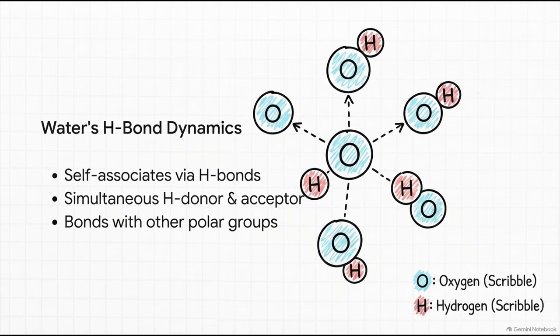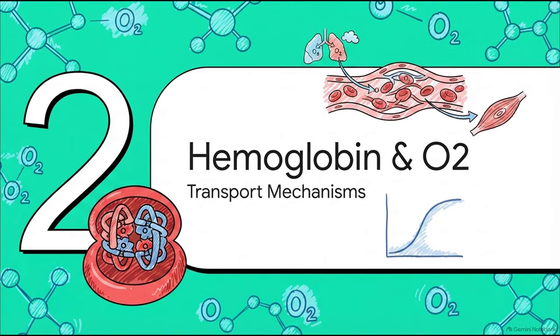Water's hydrogen bonding dynamics are just fascinating. Water naturally self-associates via hydrogen bonds. But the real high-yield textbook highlight here is its dual role. A single water molecule serves simultaneously as both a hydrogen donor and a hydrogen acceptor. It can cluster with 4 neighboring molecules and strongly bond with other polar groups like alcohols and amines. What does that do? It drastically increases their solubility in our bodies. Clear? Moving on.